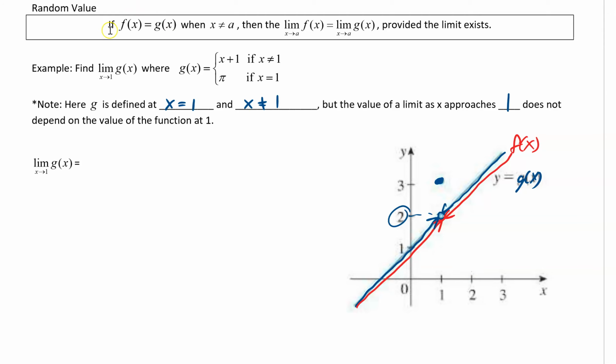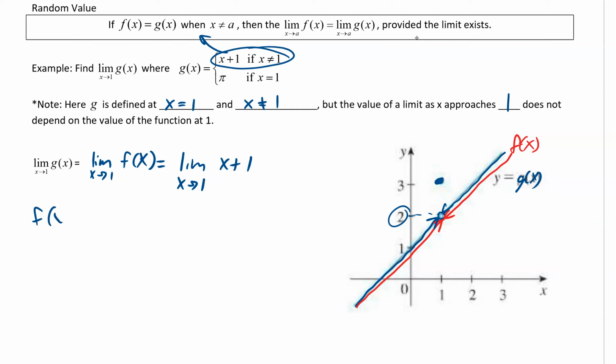So with this, it's saying that if f of x is equal to g of x when x is not equal to a, that's where our limit is going, then the limits are equal. So we can say that the limit of g of x as x approaches 1 is exactly the same as the limit of f of x. And we can make our f of x the value where x does not equal 1. That applies to this. So this really becomes the limit as x approaches 1 of x plus 1.